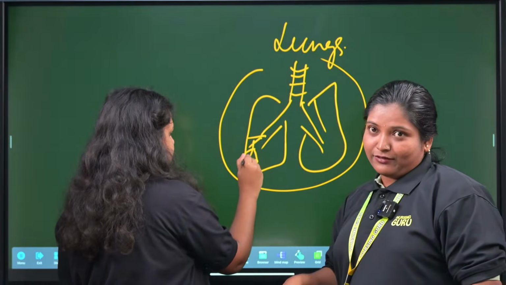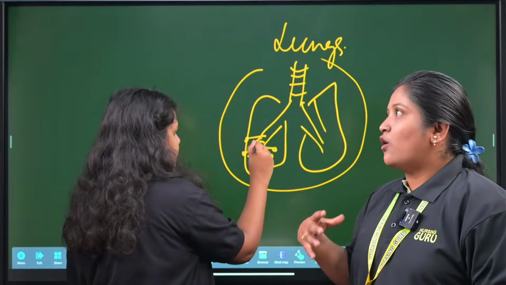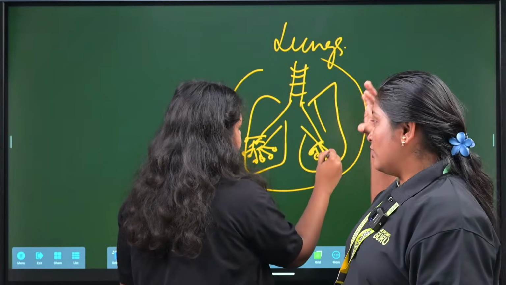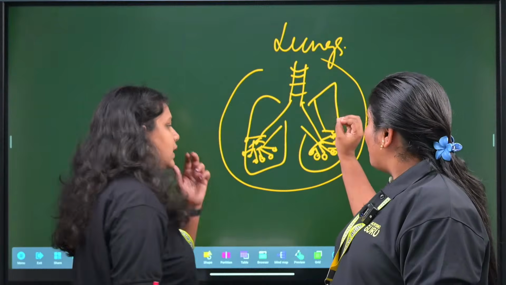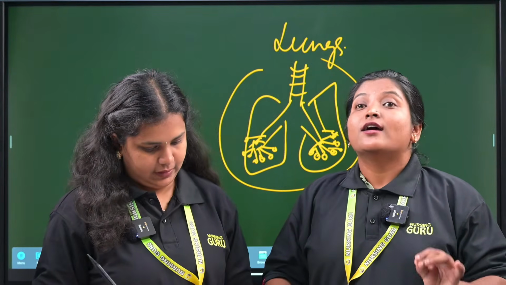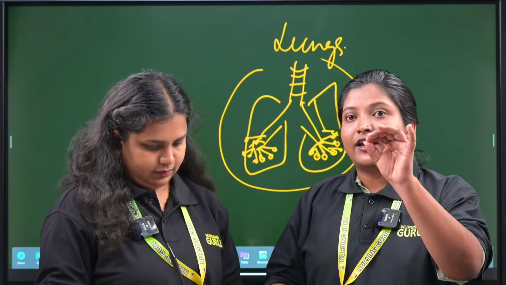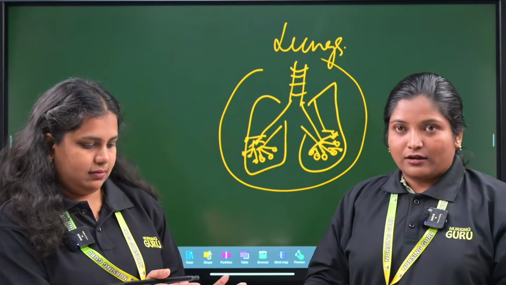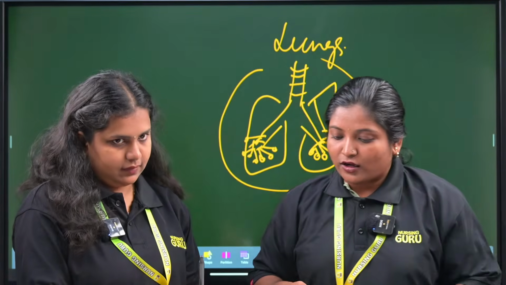Alveoli will be there, so the functional unit of the lung is the alveoli, right? Those you have to study properly. Once you have drawn a diagram, try to mention 4 to 5 parts, maximum 4 to 5 parts. You should not leave without mentioning the parts. If you are not mentioning any parts, your diagram is not going to get a single mark. It's a waste of drawing, and the effort you put in is wasted. That is why I'm telling you to focus more on that.